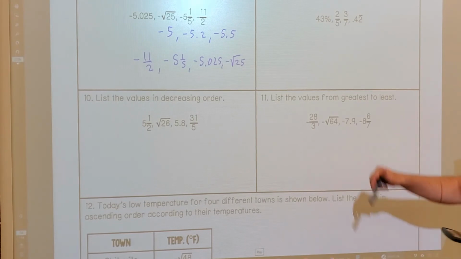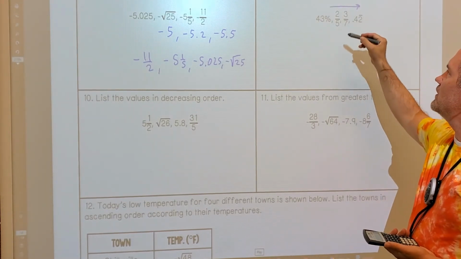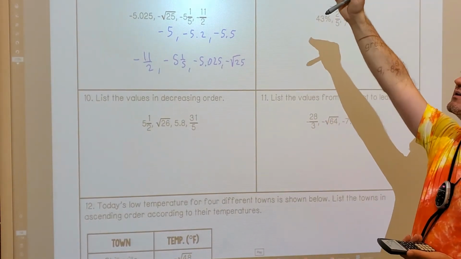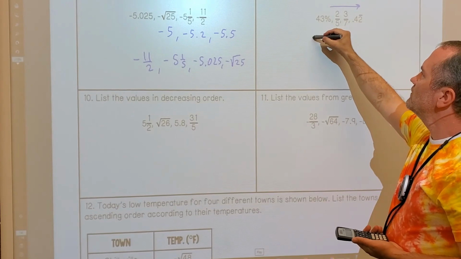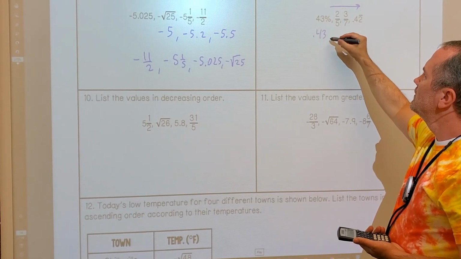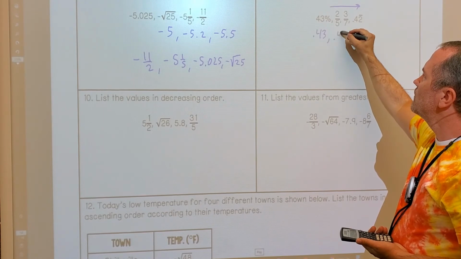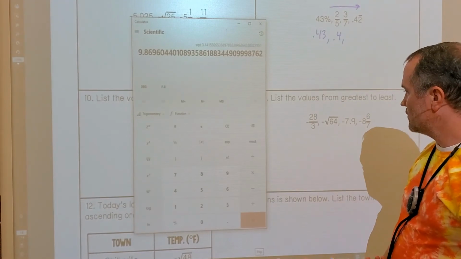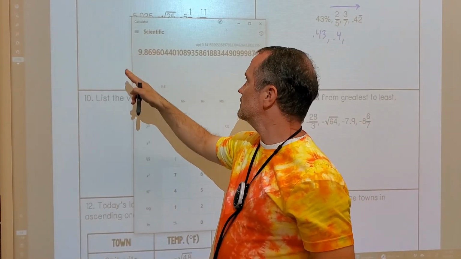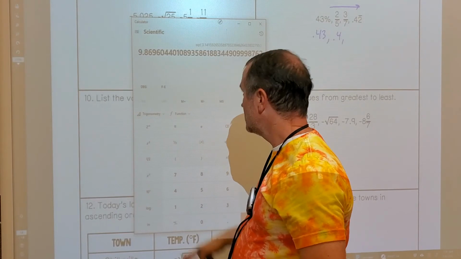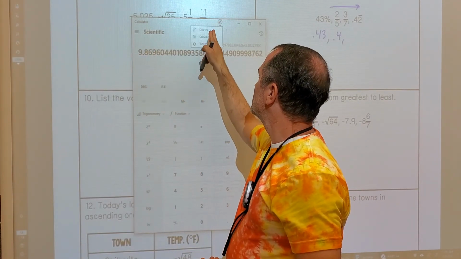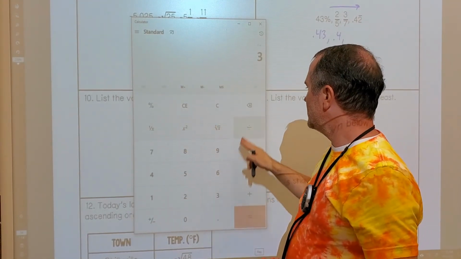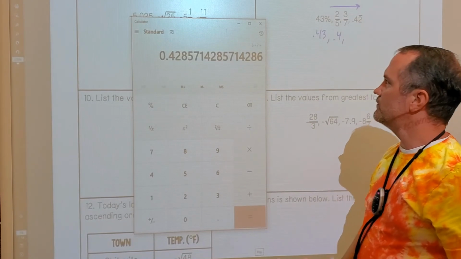43%. Ascending order. Ascending means we're going up to the right, left to right, smallest to biggest. So 0.43, and 2/5 is 0.4. 3/7, that's not a very common fraction. It's about 0.42, but we'll show you that just so you can see it. 3 divided by 7 equals 0.42857.